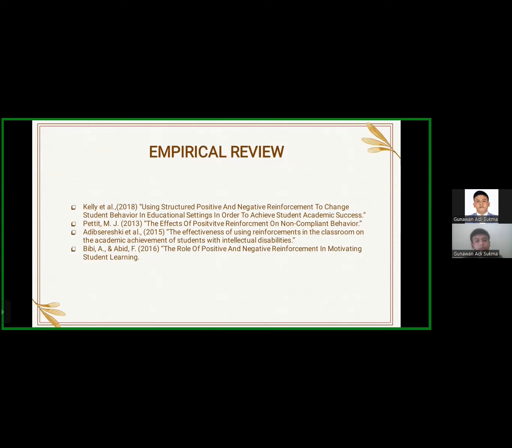Next is Adibersky et al. in 2015. The title is The Effectiveness of Using Reinforcement in the Classroom on the Academic Achievement of Students with Intellectual Disabilities. And the last is Bibi and Abid in 2016, and the title is The Role of Positive and Negative Reinforcement in Motivating Student Learning.